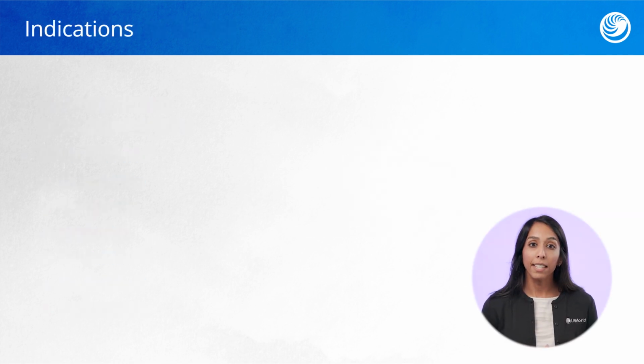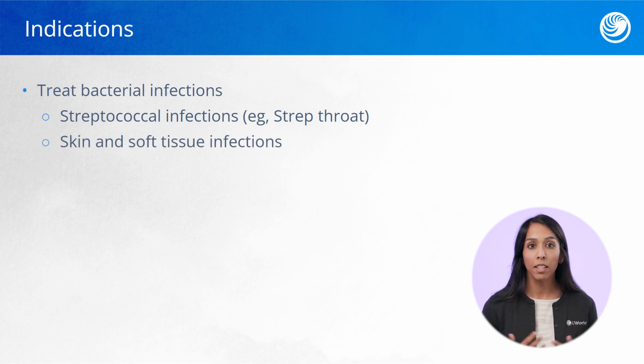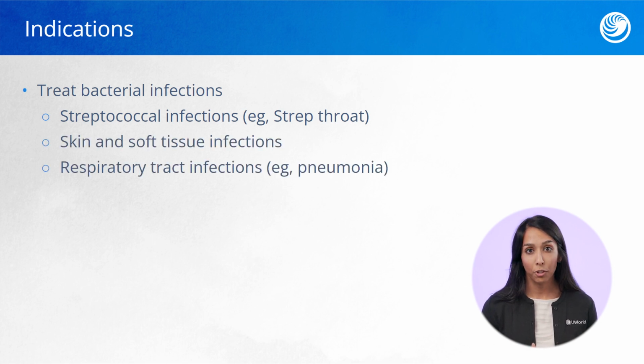Now, you've probably seen penicillins used before, maybe even taken one yourself, as they can target multiple strains of bacteria which cause several common infections. They're often used to treat infections caused by gram-positive bacteria, including streptococci and staphylococci. Examples of these infections include strep throat, skin and soft tissue infections, some respiratory tract infections, including pneumonia, as well as ear, nose, and throat infections.